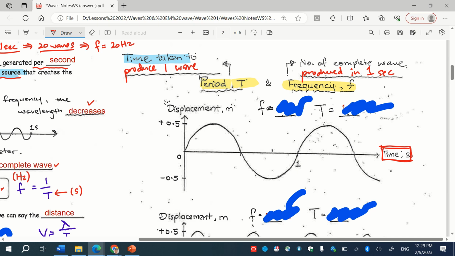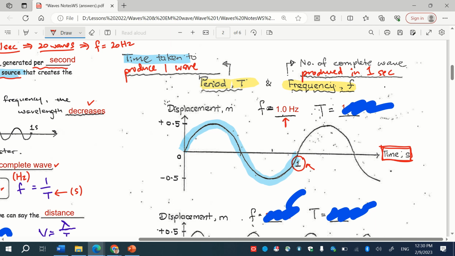So how do I tell the frequency very quickly from this wave? I see a duration of 1 second. In this 1 second, how many waves are created? I see one complete letter S, which means one wave. One wave produced in 1 second, therefore my frequency is 1 hertz. It's as simple as that.